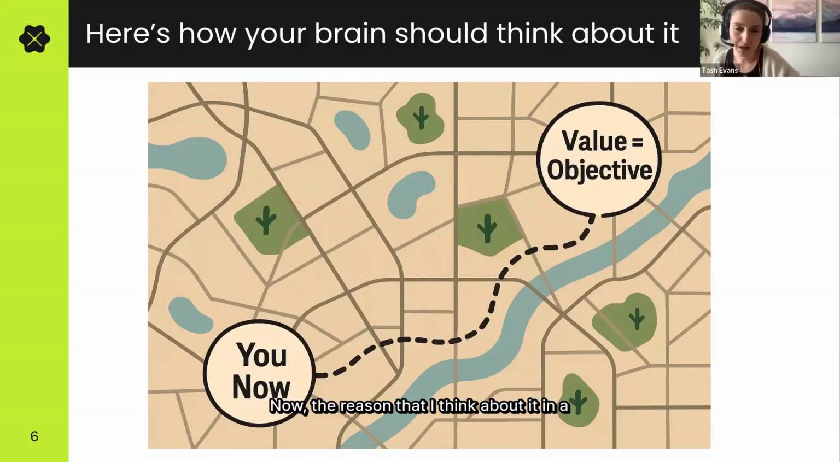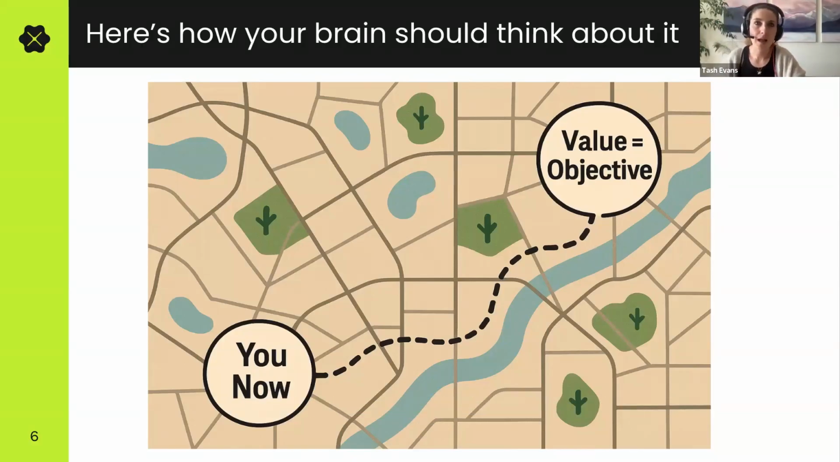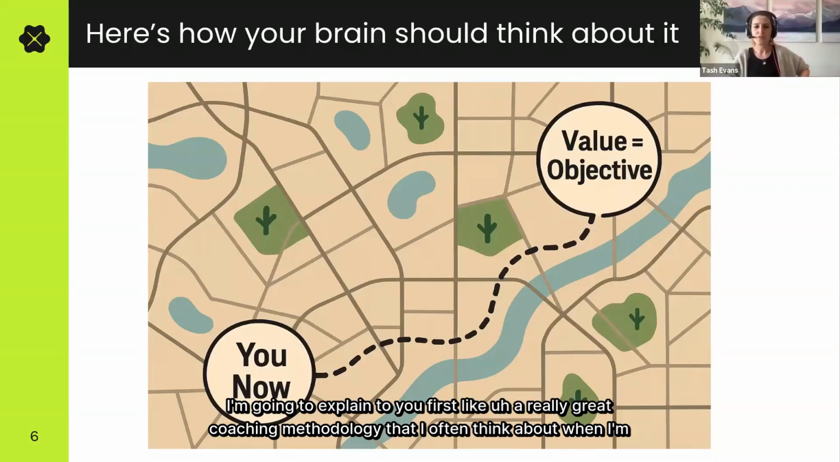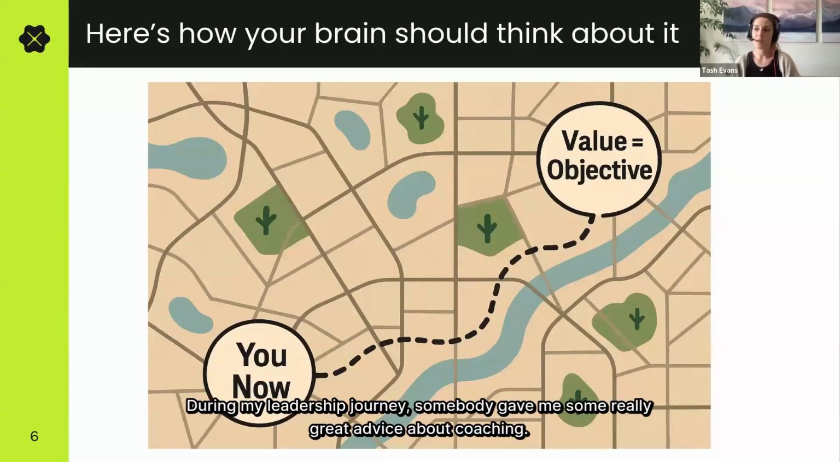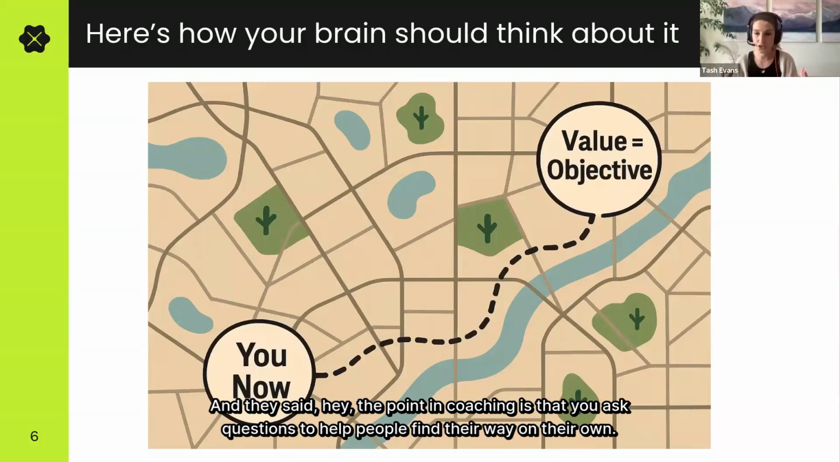Now, the reason that I think about it in a map format, I'm going to explain to you first a really great coaching methodology that I often think about when I'm thinking about success planning. During my leadership journey, somebody gave me some really great advice about coaching. And they said, hey, the point in coaching is that you ask questions to help people find their way on their own.